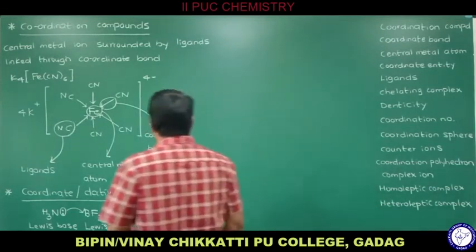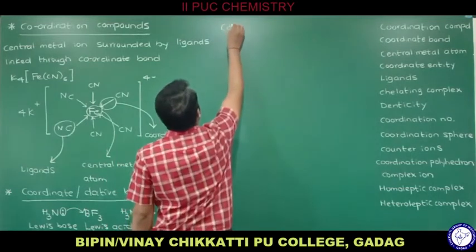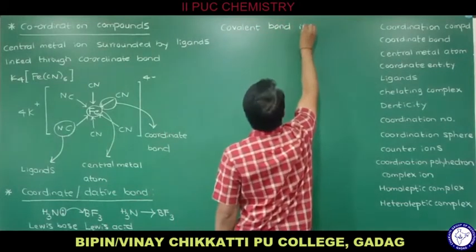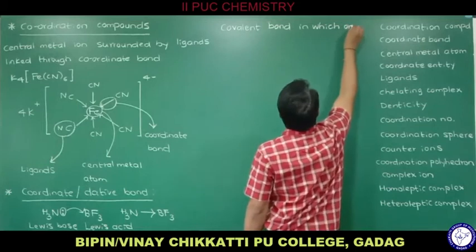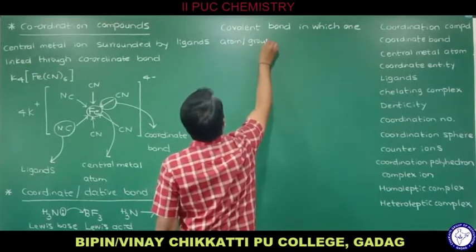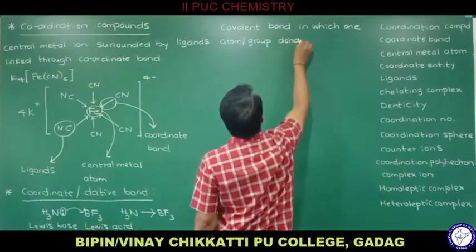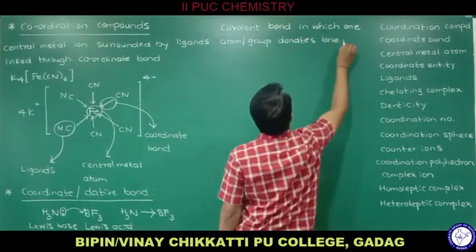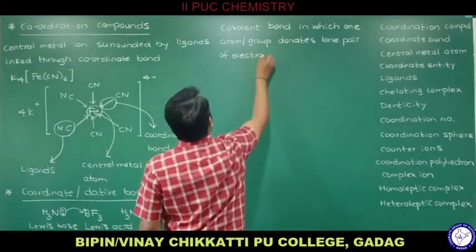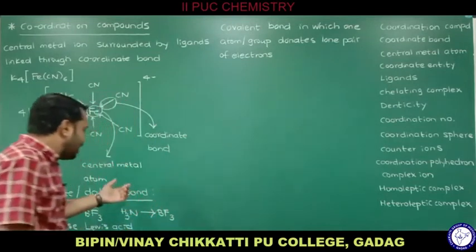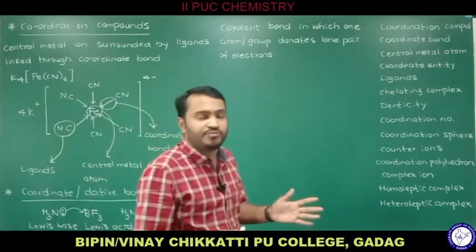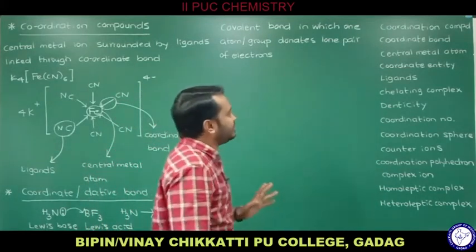So try to remember, a coordinate or dative bond is nothing but a type of covalent bond in which one atom or group, sometimes we have a group of atoms, donates a lone pair of electrons to one more atom, so that a kind of bond is formed, that is called a coordinate or dative bond. Remember that in all coordination compounds we have a coordinate bond. So that is about the second term, coordinate bond.